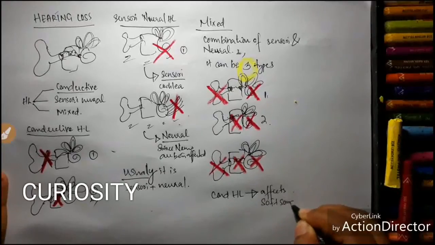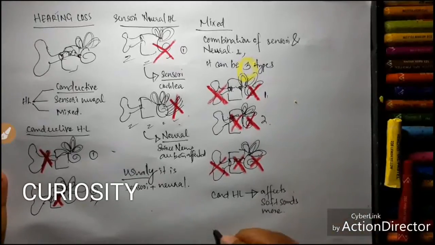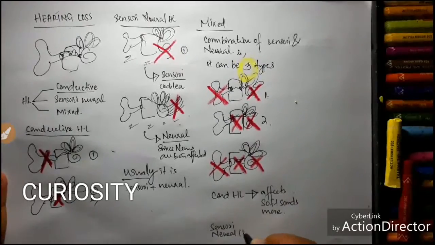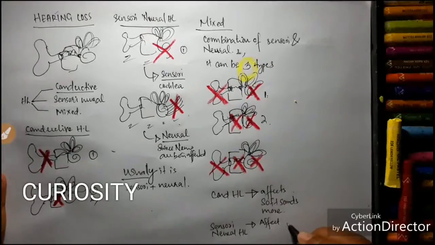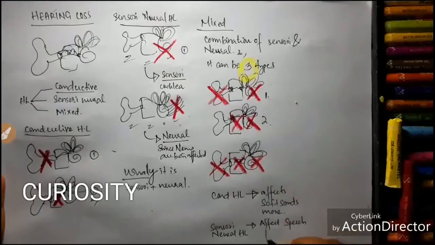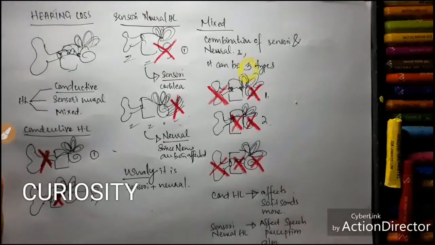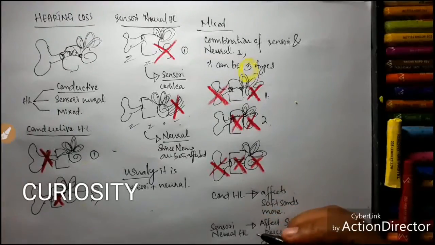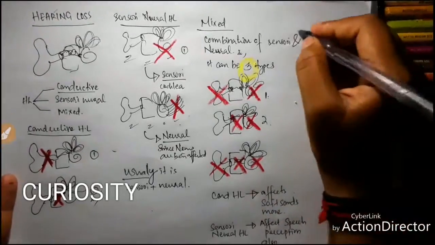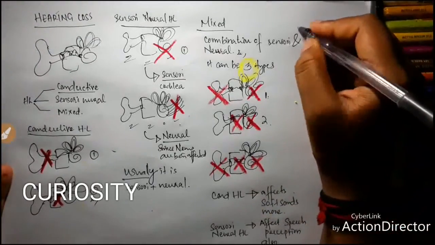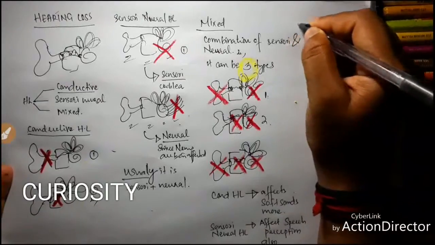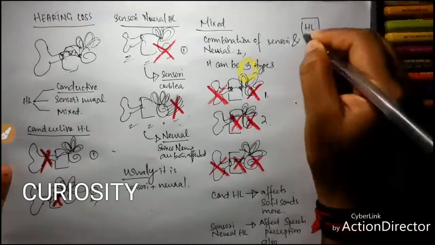I already told you in the previous video that conductive hearing loss affects soft sounds more, and sensory neural hearing loss affects the speech understanding ability or the speech perception ability. So this is the main classification of hearing loss: the conductive, sensorineural and mixed. There are many other classifications also.